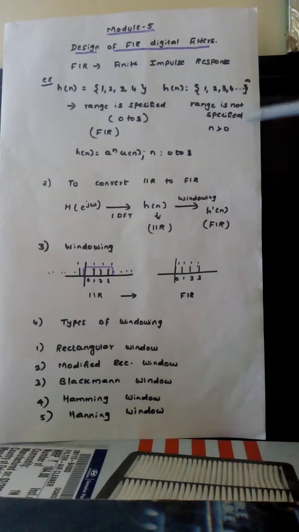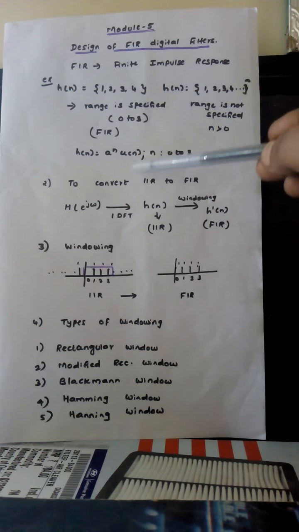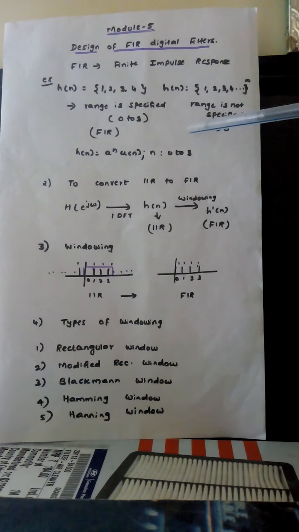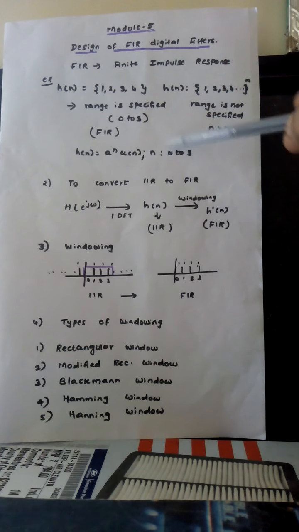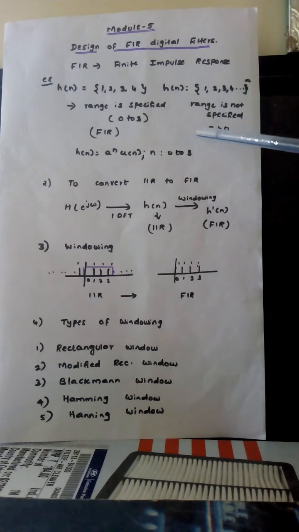For example, if you are taking h of n equal to 1, 2, 3, 4 up to infinity, it is going on, correct? So the range is not specified here, so we can conclude that it is not a FIR. Similarly, if you are taking h of n equal to a to the power of n into u of n, here the n value they have given is 0 to 3, correct? So the n value is specified here, so we can conclude that it is a FIR here. For example, if you are taking the same example and n is greater than 0, that means the n value will vary from 0 to infinity, so we can say that it is not a FIR here. So from this we can identify whether it is a FIR or not.